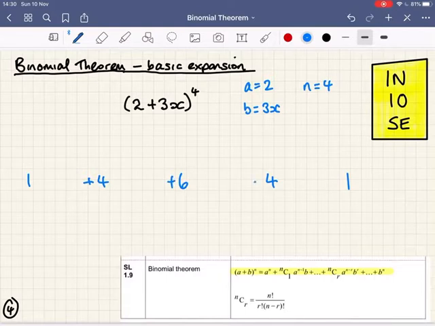I like to get those out of the way so my brain isn't having to focus on too many things at the same time. Now the first term, I can't just ignore the fact that a is equal to 2 anymore in the way that I could when a is equal to 1.